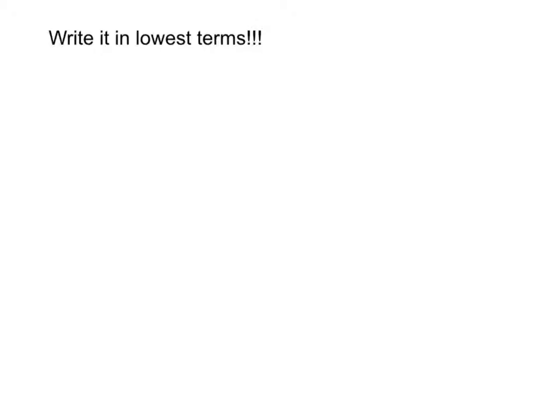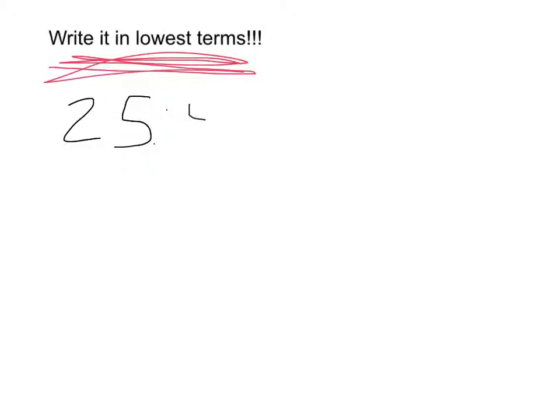Something very important is usually, when answering a question, write it in lowest terms. The way we do this is by finding the lowest common factors of the two numbers. For example, the ratio is 25 to 40. We need to put it in lowest terms. The way we do this is by first determining the factors of each number. Factors of 25 and the factors of 40.